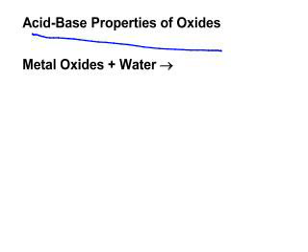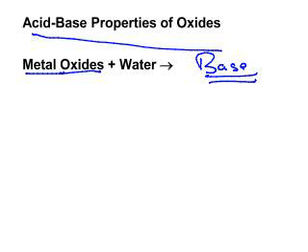Okay, acid-base properties of oxides. We've covered this before, but it's so important. You have to be able to write balanced equations with these. If I have a metal oxide plus water, it always makes what? Base. Yes. We talked about that with the product prediction lessons, but we're reinforcing it here.